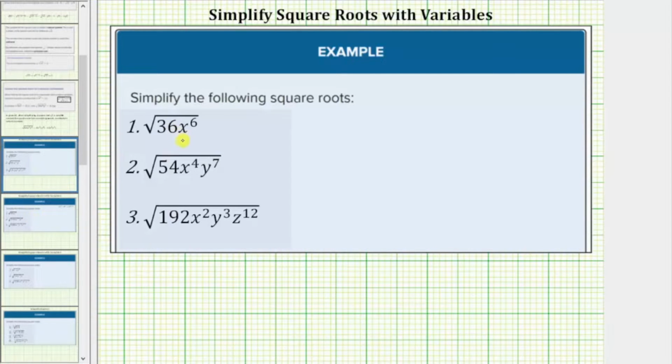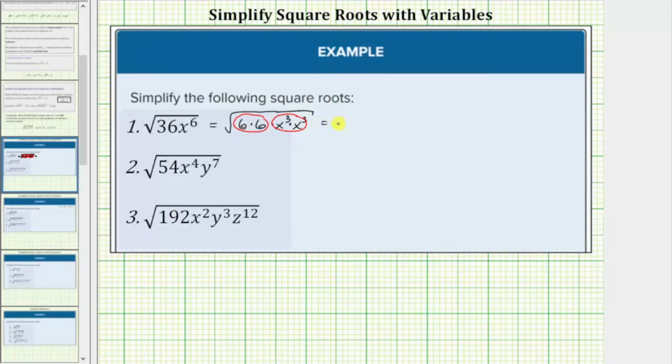Let's look at our examples. Here we have the square root of 36x to the sixth. 36 is a perfect square because it's equal to 6 times 6. So let's write this as the square root of 6 times 6. X to the sixth is also a perfect square because it's equal to x to the third times x to the third. So here's a perfect square factor, and here's a perfect square factor.